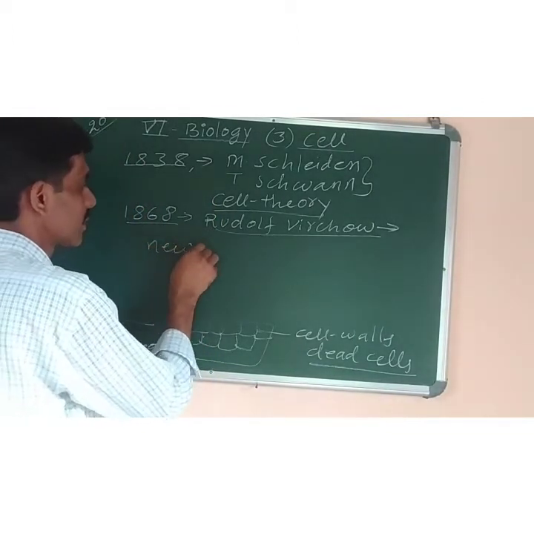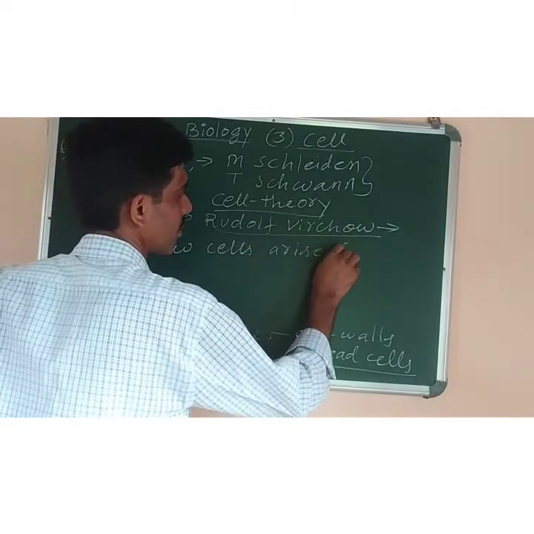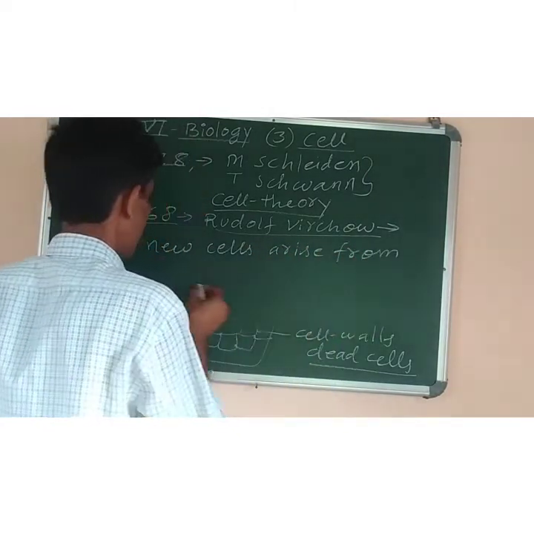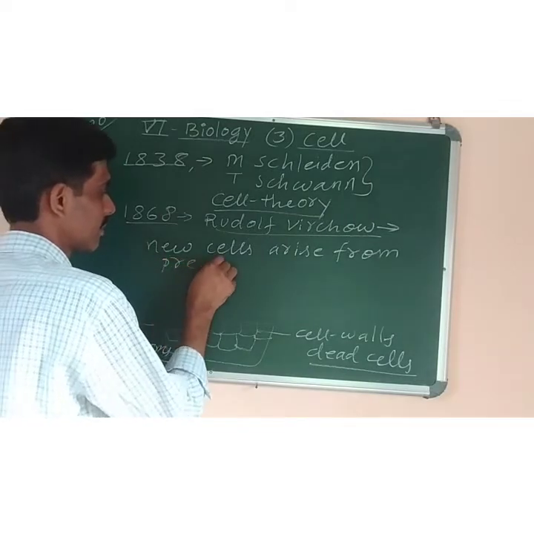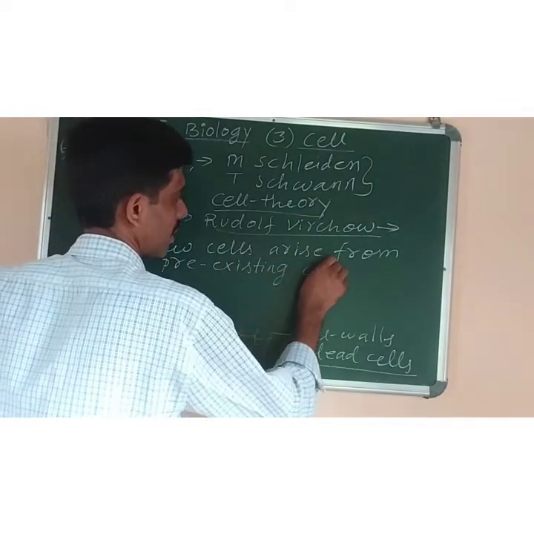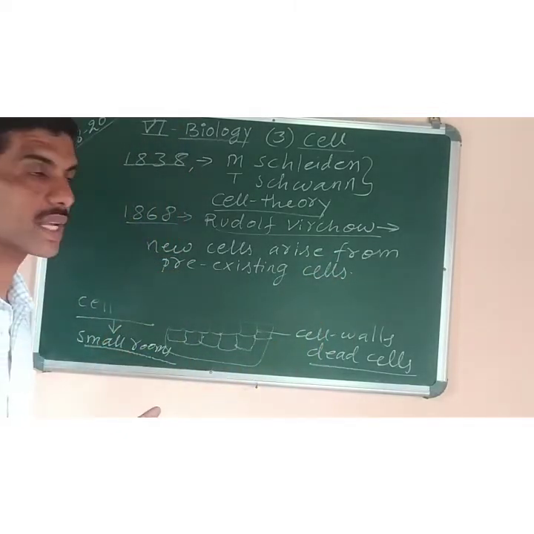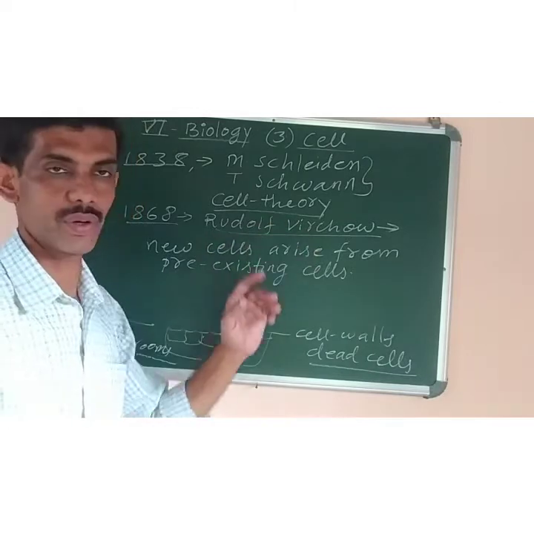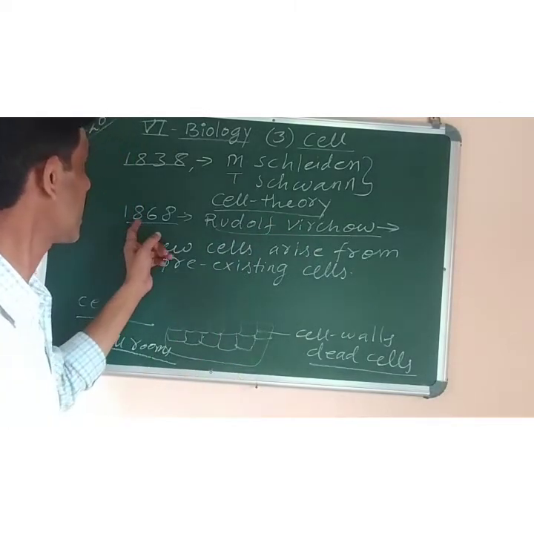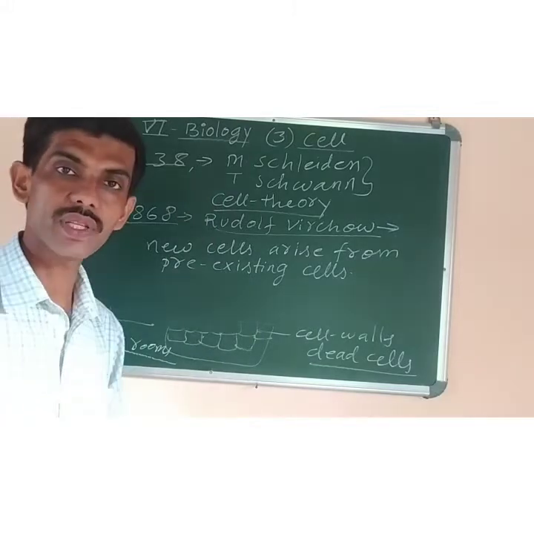New cells arise from pre-existing cells. Okay, who said this one? New cells come from old cells. It was Rudolf Virchow. Okay, in which year? In the year 1868. So all these 3 points together form the cell theory.